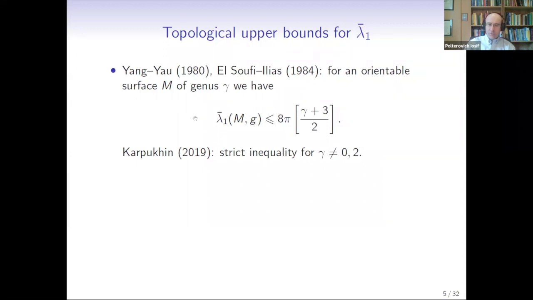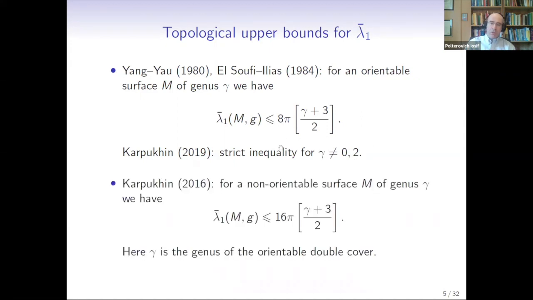And moreover, it has been very recently shown by Misha Karpukhin that this inequality is strict for gamma not equal to 0, not equal to 2. As you will see later on, for gamma equal to 0 and gamma equal to 2, in fact, this inequality is sharp. And also, Misha, a few years ago, has extended the method of Yang and Yau to non-orientable surfaces. So he has proved the following bound for a non-orientable surface M of genus gamma, where gamma is the genus of the orientable double cover: you have the following upper bound for the first eigenvalue.